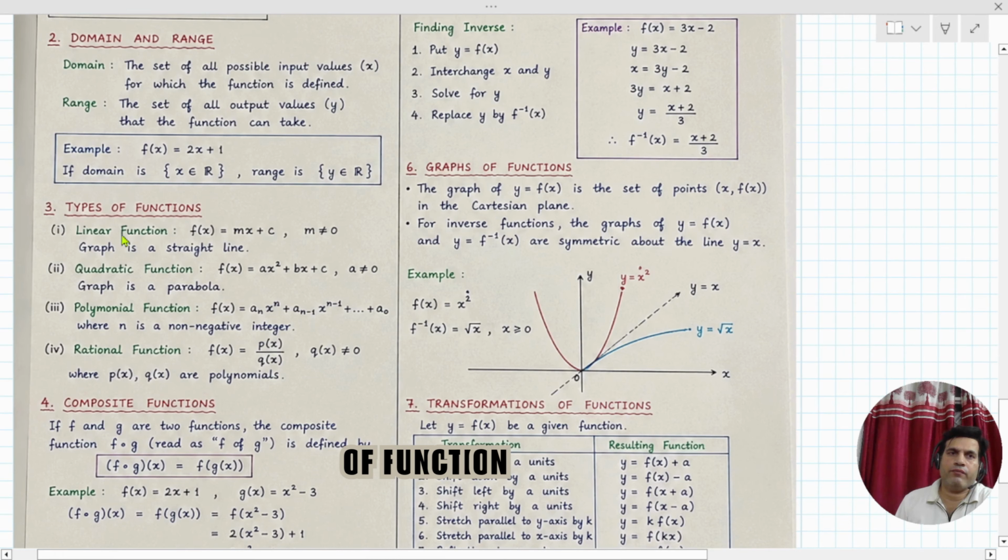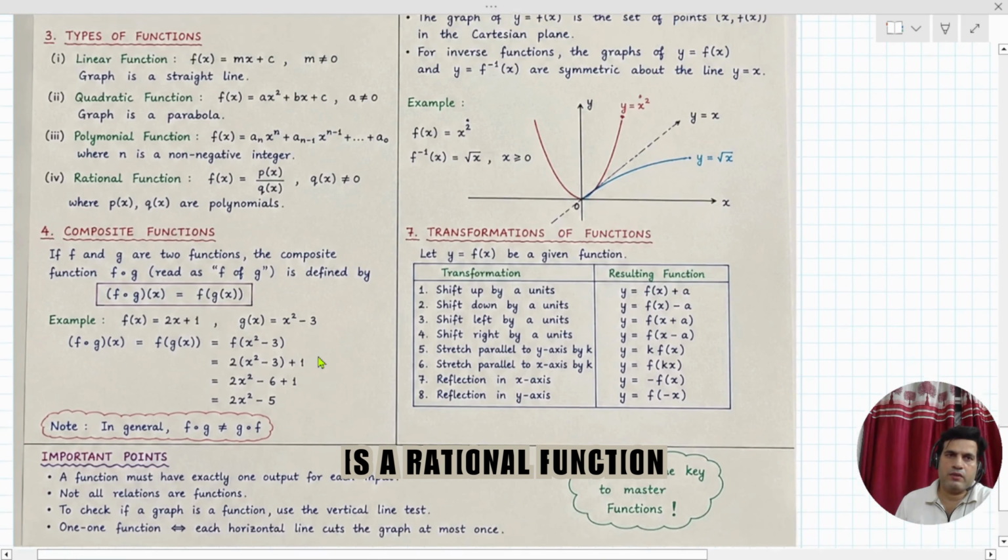Now we will discuss the types of function. We have different types of function, like the linear function f(x) equals mx plus c, where m is not equal to 0, whose graph is a straight line. Then we have the quadratic function f(x) equals ax squared plus bx plus c, where a is not equal to 0, whose graph is a parabola. And a polynomial function f(x) equals a_n x^n plus a_(n-1) x^(n-1) plus ... plus a_0, where n is a non-negative integer. And the rational function f(x) equals p(x) by q(x).